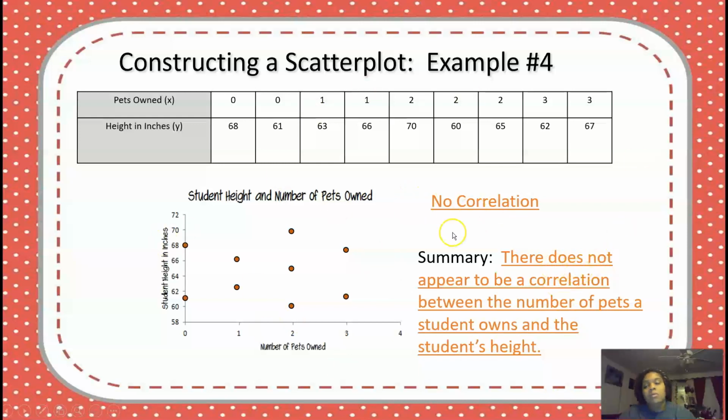So with that being said, with the scatter plot and best fit line, you should be able to interpret what that graph is asking. Is there a correlation or not?